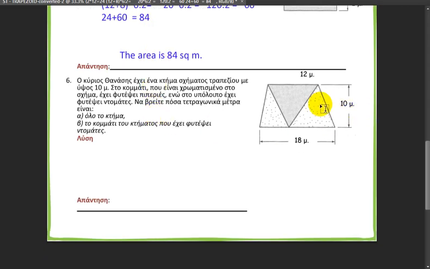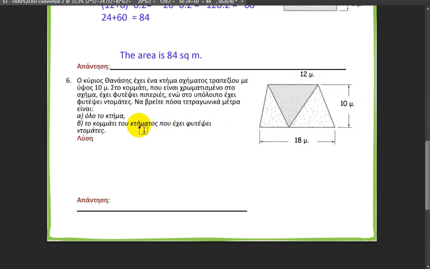Let's look at this final one. Okay, what is going on here? We have a trapezoid, and inside it is a triangle. From this triangle, we know this side, and we know its height being 10 meters, because this is going to be the same as this distance, so 10. And for the trapezoid, we know the distance between the parallel lines, so the height, and the two bases.